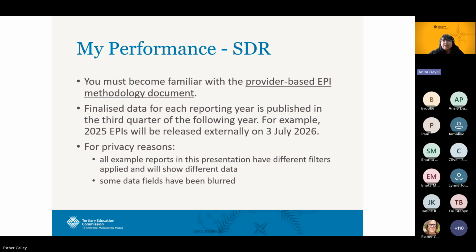Finalised data for the prior reporting year is typically released in the 3rd quarter of the current year after the April SDR submissions. So on the 3rd of July this year, we will be publishing 2025 EPIs.